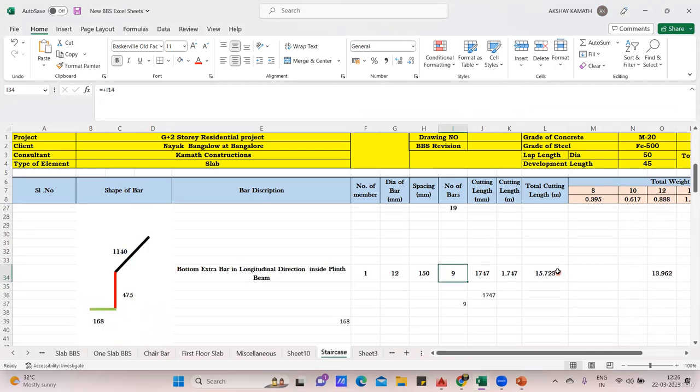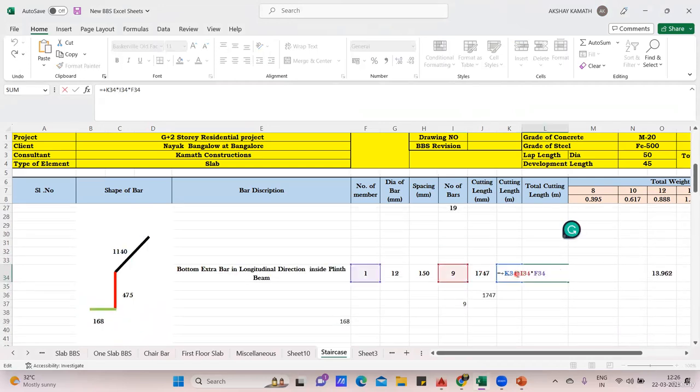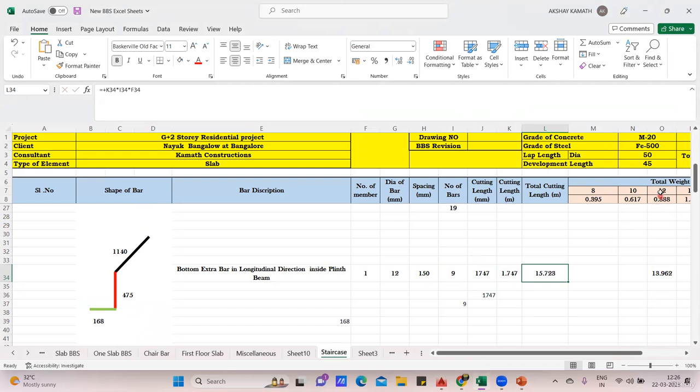Now coming to the total cutting length, 1.747 multiplied by 9, multiplied by 1 will give me the total cutting length, which is 15.72 meters. And it's a 12 diameter bar, so I'll put it under the 12 diameter column. So it will be 15.723 multiplied by 0.888, which comes out to be 13.962 kg. Finish. Got it, no? Understood this much?